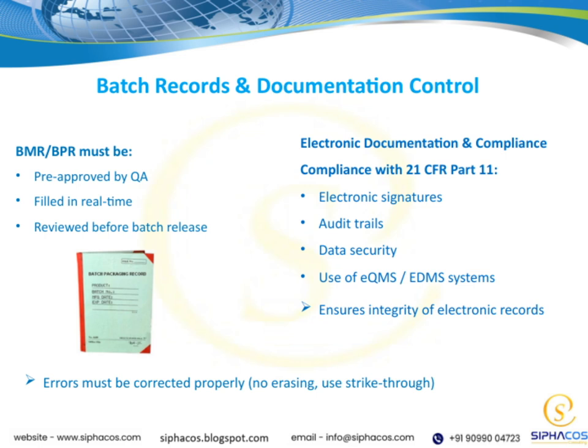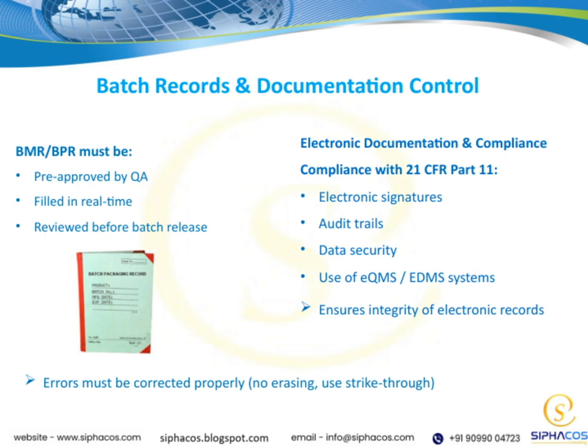Now, let's talk about batch records and documentation control. The batch manufacturing record, or BMR, and batch production record, or BPR, must be pre-approved by QA before use. They should be filled out in real time during manufacturing, not afterward, to ensure accuracy. And of course, they need to be reviewed thoroughly before releasing a batch for distribution. These steps are key to maintaining compliance and quality in our manufacturing process.